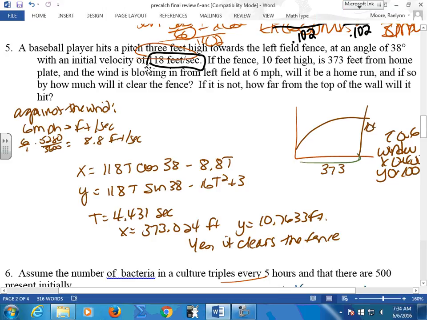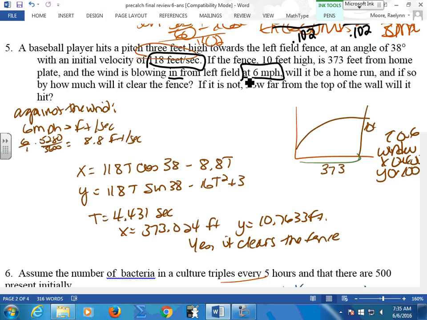If the fence, 10 feet high, is 373 feet from the home plate, and the wind is blowing in from left field at 6 miles per hour. Will it be a home run? And if so, how much will it clear the fence? If it is not, how far from the top of the wall will it hit? And we always need three decimals. So you have to know how to set this up. You have to know which run you're in.